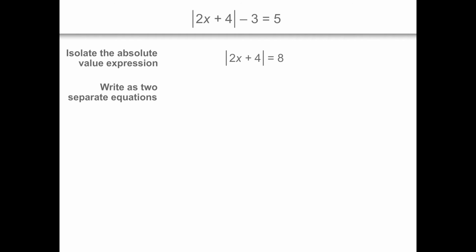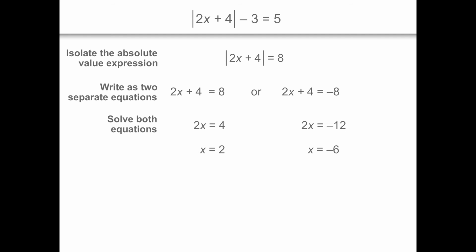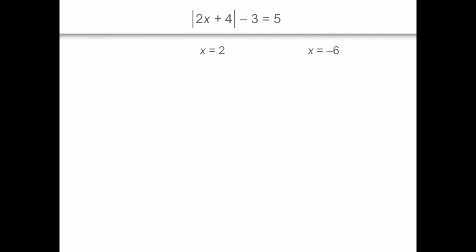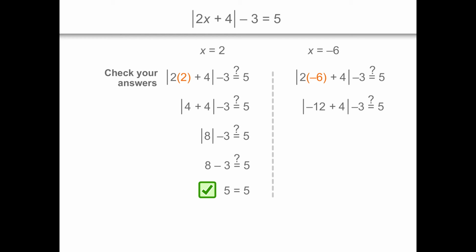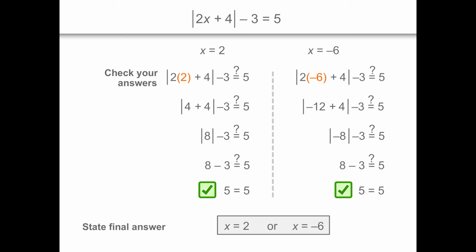Next, write two separate equations without absolute value notation. Solve both equations. Now check the two answers separately by substituting those values into the original equation. The final answer is x equals 2 or x equals negative 6.